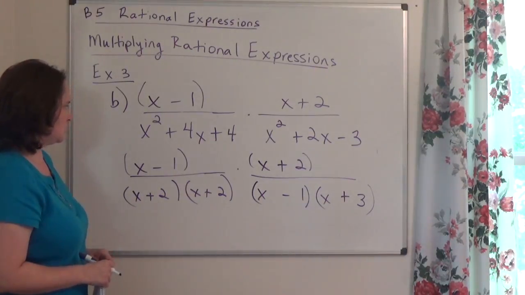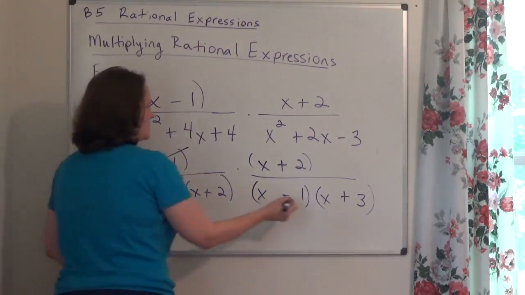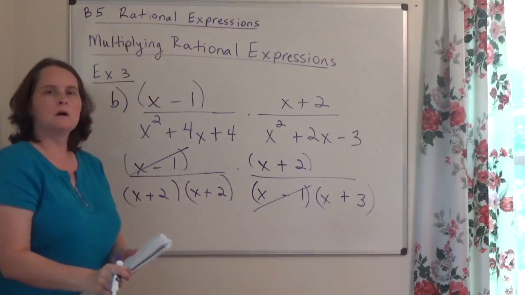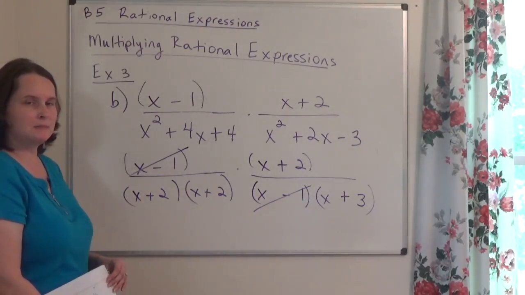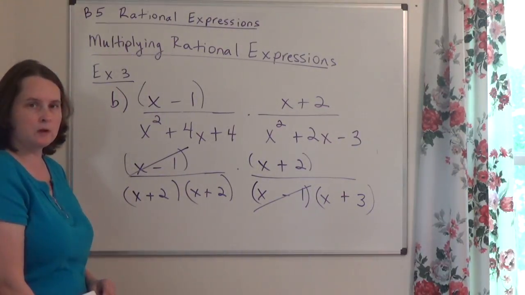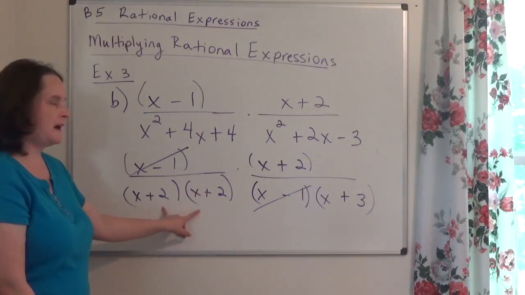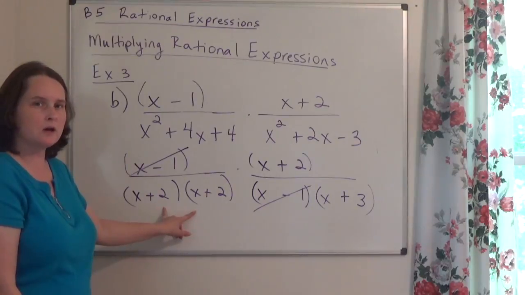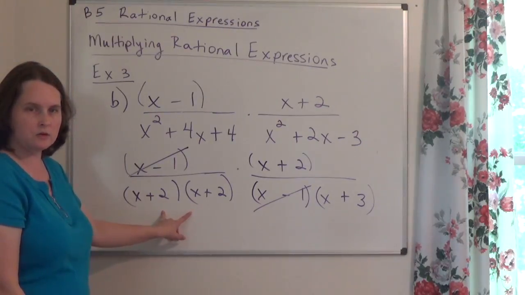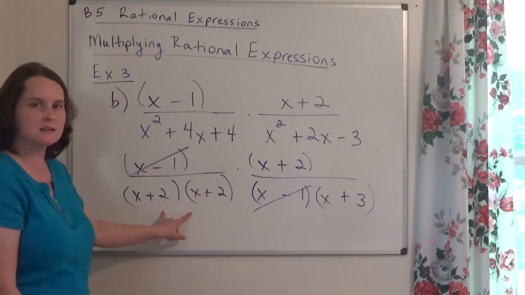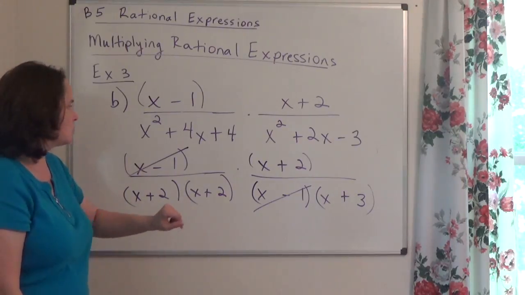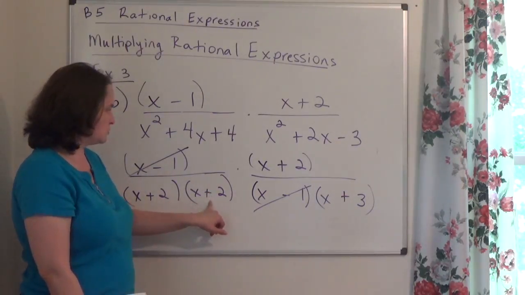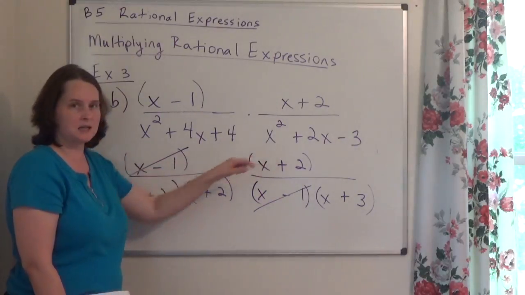What can we reduce here? Alright, we've got the x minus 1s. They can cancel out. Alright, I'm going to ask you a question, and it may seem like a silly question, but sometimes people don't know. If you've got two factors beside each other, can you reduce those? The answer is no. These are being multiplied together. You only get to reduce if you're dividing something by itself. So you can reduce this x plus 2 with this x plus 2.